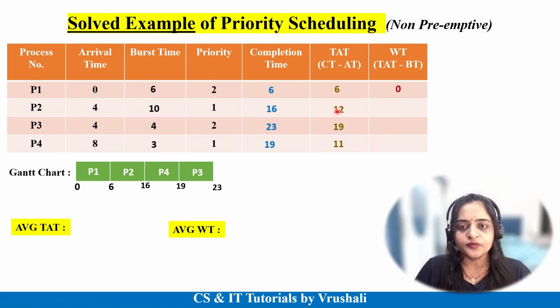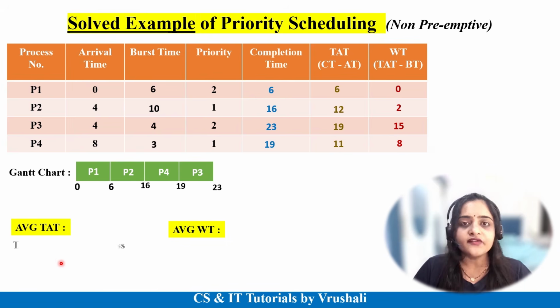Next, process 2. Turnaround time 12, burst time 10. So 12 minus 10 equals 2. Next, P3 process: 19 minus burst time 4. So 19 minus 4, 15. And again 11 minus 3. So for the P4 process, its waiting time is 8. Clear? In this way you need to find out all the values.